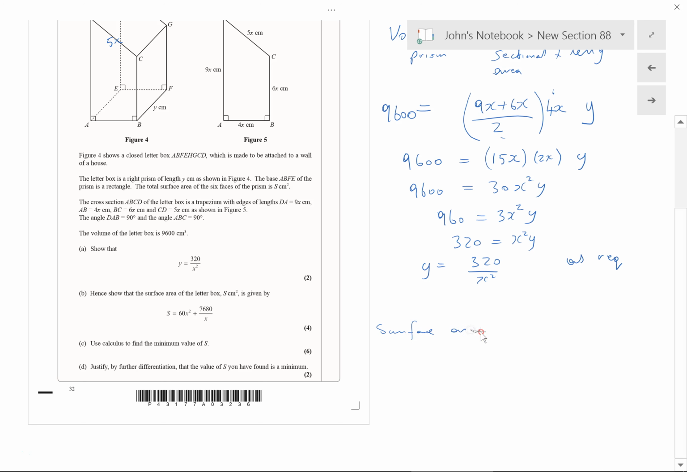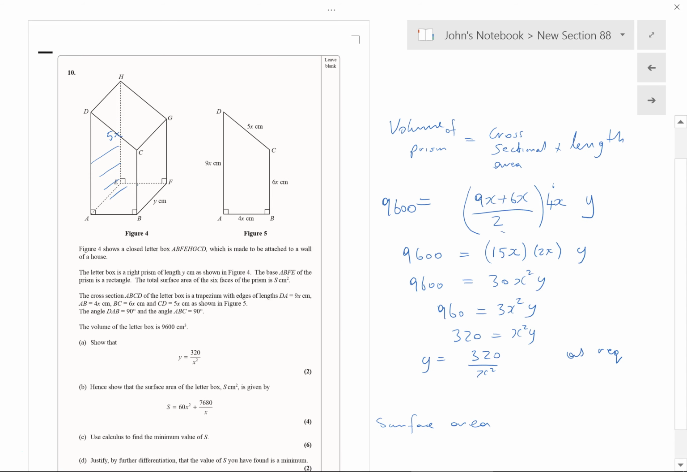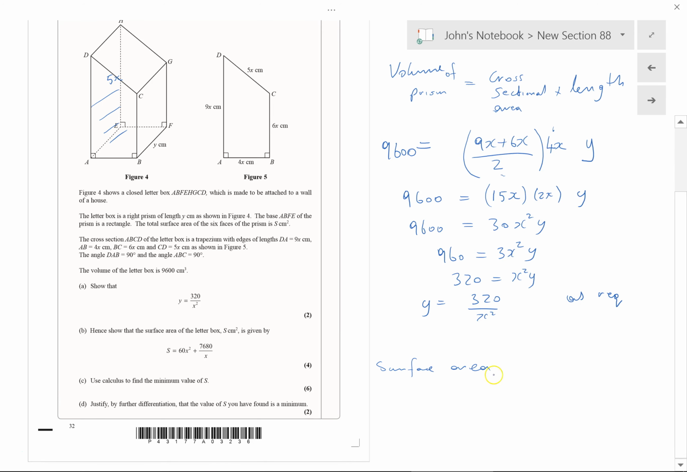We've got the 2 trapezium bits, the front and the back. Well, we kind of already worked that out. That's equal to 2 times 9x plus 6x over 2, times the 4x right there. Okay, that's the 2 trapezium bits. That's that bit and this bit.